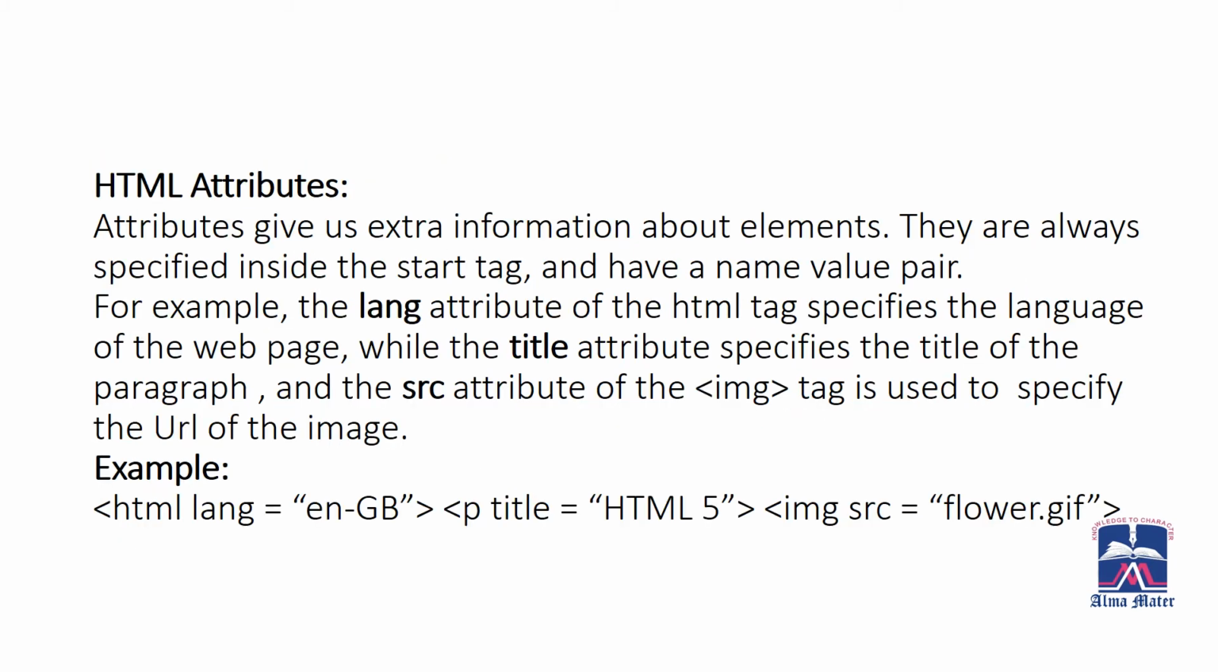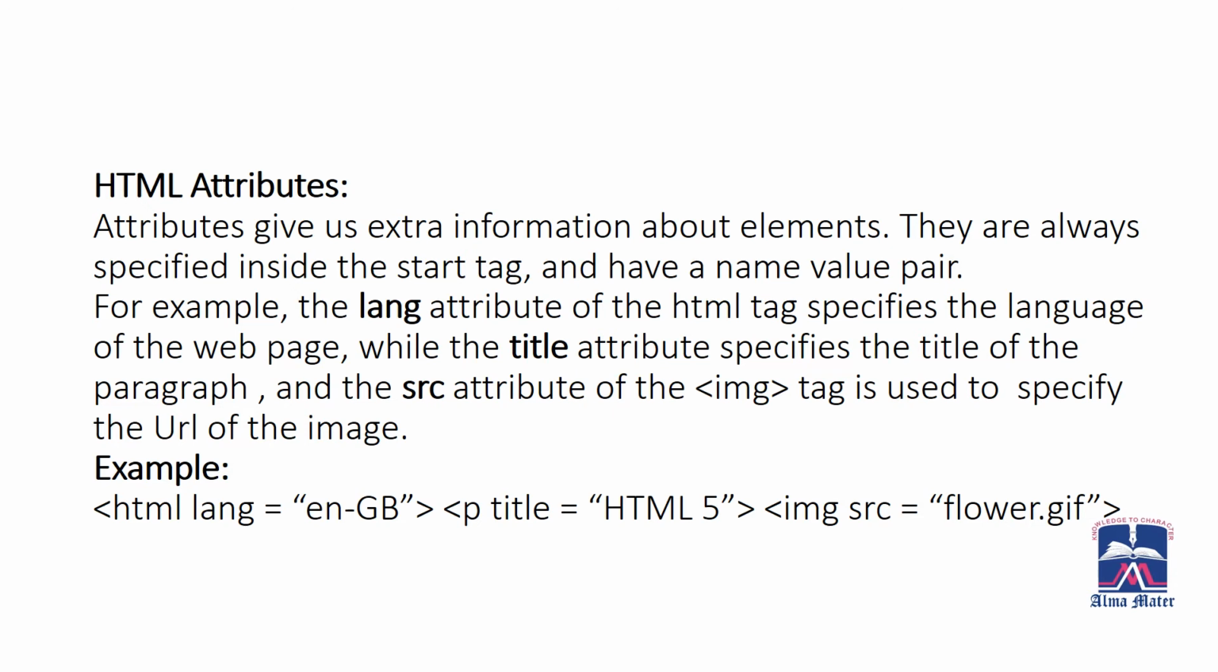Then HTML attributes. Attributes give us extra information about elements. They are always specified inside the start tag and have a name value pair. For example, the lang attribute, lang means language, of the HTML tag specifies the language of the web page. जो web page के लिए आपने एक assign language choose की हो. While the title attribute specifies the title of the paragraph.